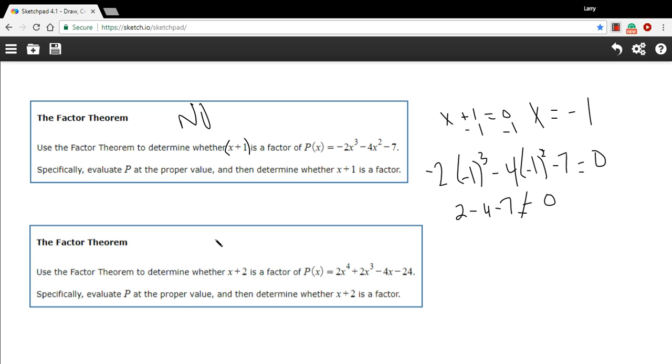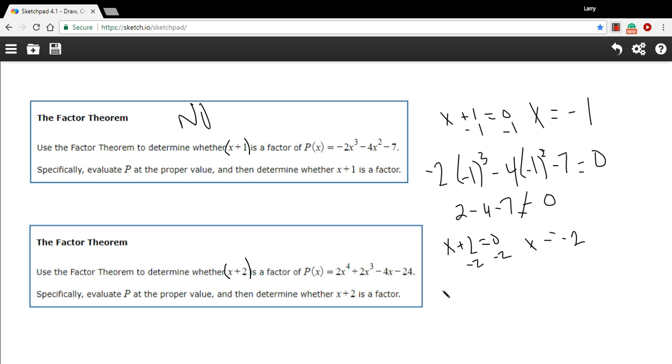All right, let's try one more here just for practice. So we're being asked to determine whether x plus 2 is a factor of this polynomial here. So the first thing we're going to do is solve for the 0 here. We would subtract 2 from each side, and we would get x equals -2. Then we take that value and plug it into our function, and if it equals 0, then this was a 0, and that means this was a factor.